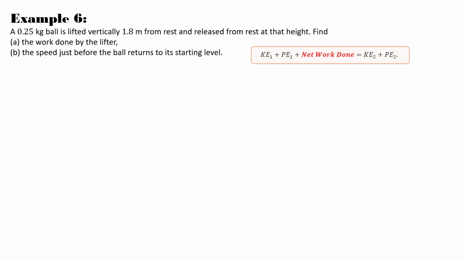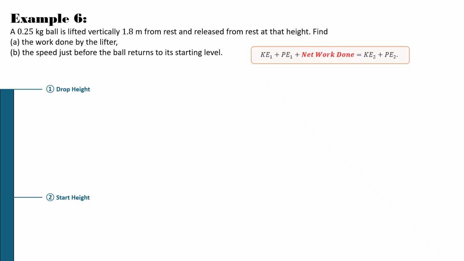So for part B, the speed just before the ball returns to starting level. So now we have position 1 as our drop height and position 2 is where we originally started. It's now moving downwards. It's still 1.8 meters apart. My H1 now is 1.8. My V1 is 0 meters per second because it is released from rest. And we're now trying to find, well, what is that V2? What is our speed when we get to that position?